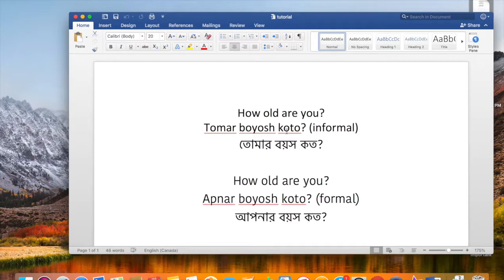Okay, so that's how you ask someone how old he or she is. Doesn't matter if it's a man or a woman. It's the same thing. Tomar boyosh koto or apnar boyosh koto. Apnar boyosh koto is formal. Tomar boyosh koto is informal.